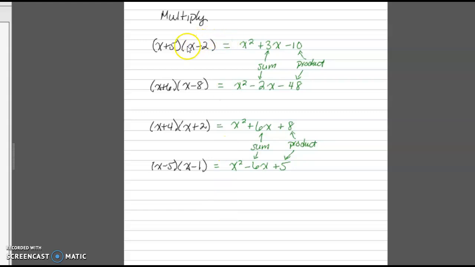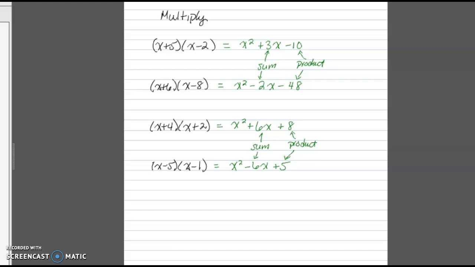If we look at the last terms in each binomial, they are just constants, and if we multiply those together, we see that we get the constant term of our trinomial. So that constant term is actually the product of the 2 constants that are in the binomials, or the 2 last terms in the binomials. 5 times negative 2 gives us negative 10. 6 times negative 8 gives us negative 48, and so forth. So that last term is just the product.